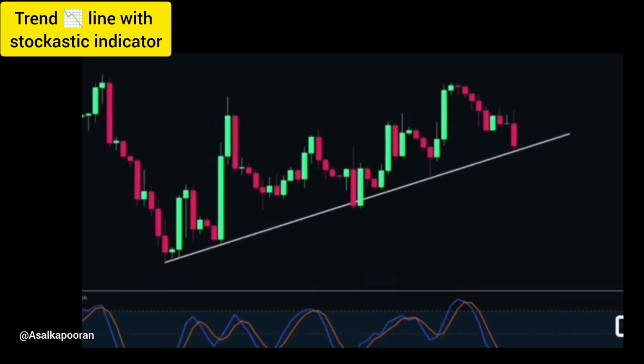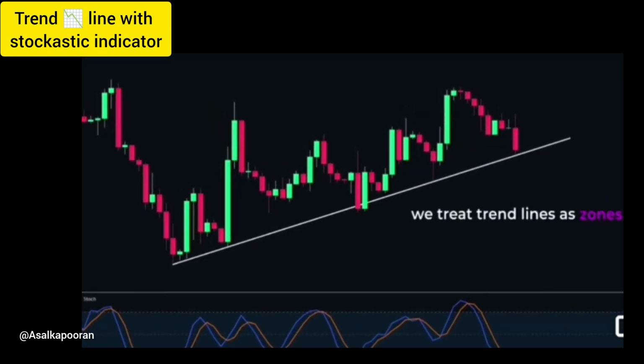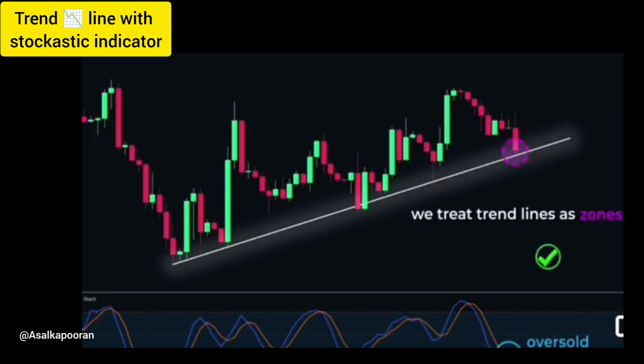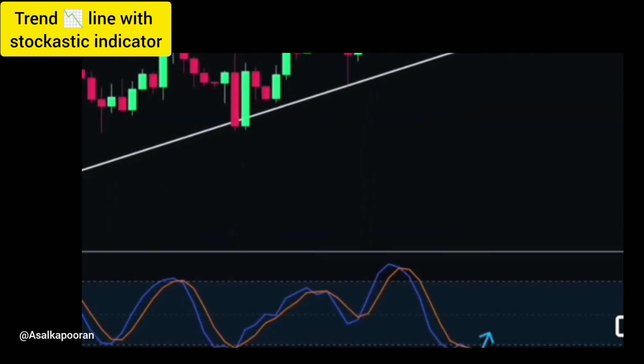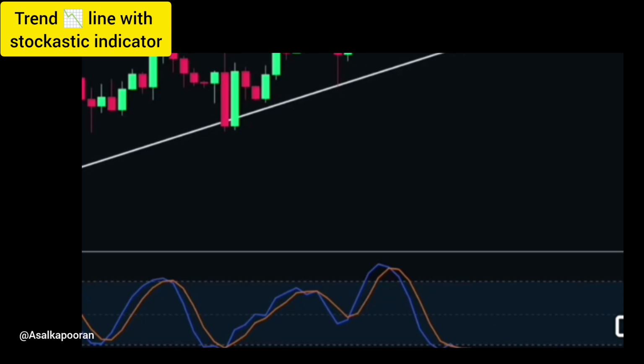But keep in mind, as I mentioned earlier, we treat trend lines as zones instead of fixed lines. This means that price doesn't have to touch the trend line perfectly, as long as it's within the zone of the trend line. While the stochastic crossed oversold, the setup is still valid. For our last entry confirmation, wait for the stochastic line to cross back inside the oversold levels again.